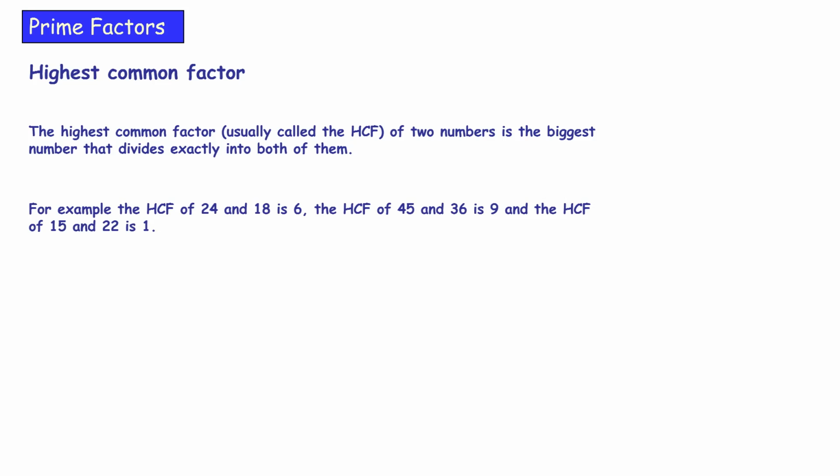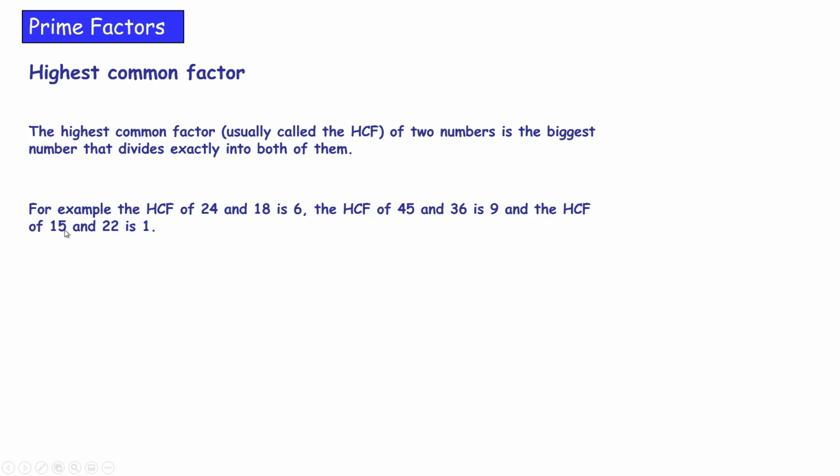Okay, so let's have a look at an example. If you have 24 and 18, the highest common factor of them is 6, because 6 is the biggest number that goes into 18 and into 24. If you look at 45 and 36, it's 9. 9 times 5 goes into 45, and 9 times 4 goes into 36. So 9 is the biggest number that goes into both of those.